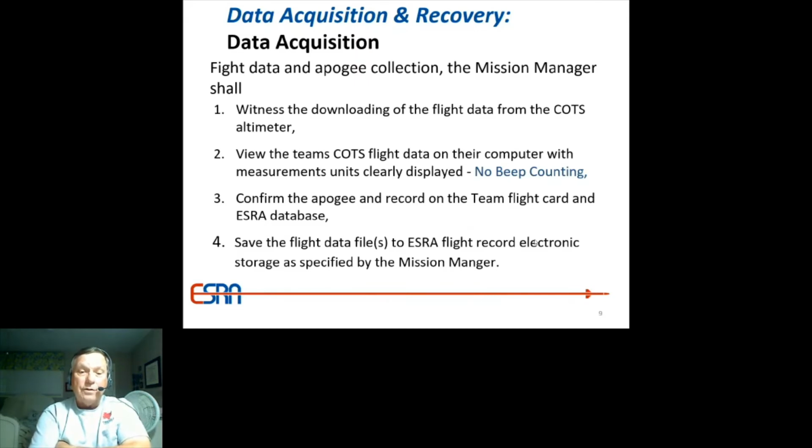Once we confirm the altitude and the apogee, we talk with your team representatives. We will record the apogee on the team flight card, and then we'll record it in the ESRA database. After that, we are going to save your altimeter's data into the ESRA flight record storage system. So if there's a question during judging, the judges will have the ability to go back and look at things so that we can give everybody a fair chance to do their best and get the highest score possible.